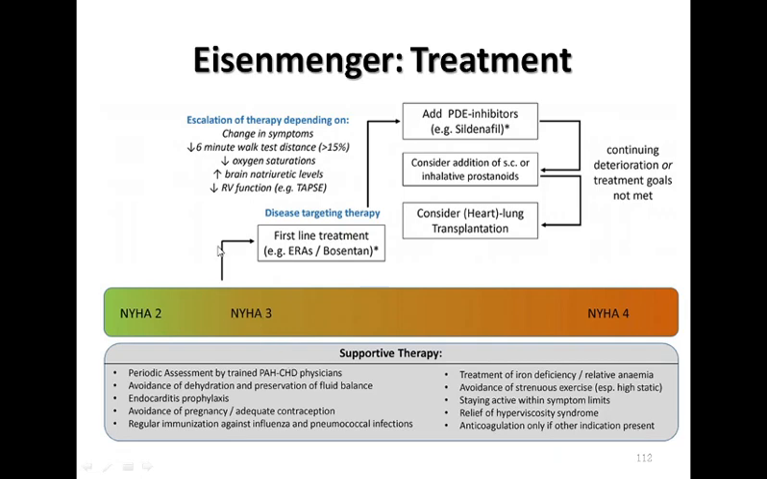So when you are treating, you can initially think about a drug like bosentan, and later on you can add PDE inhibitors like sildenafil. And if the patient continues to deteriorate, then think about heart lung transplantation, which is not even happening in Sri Lanka. We did only one heart transplantation, but we are not routinely doing that.